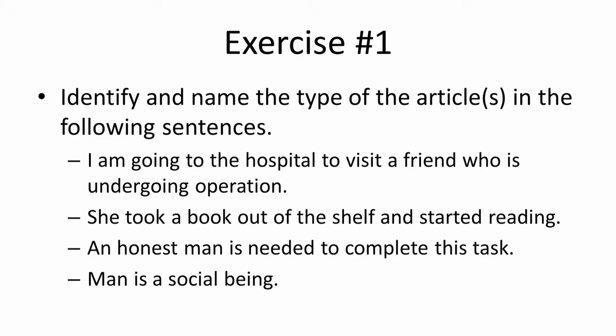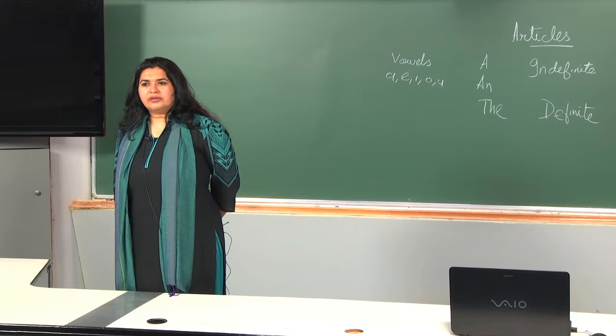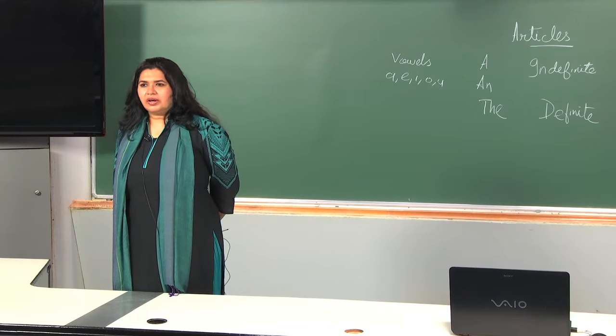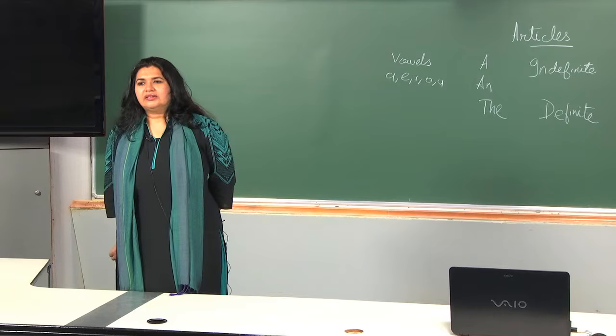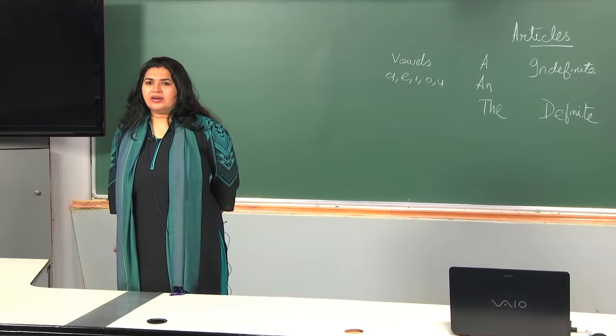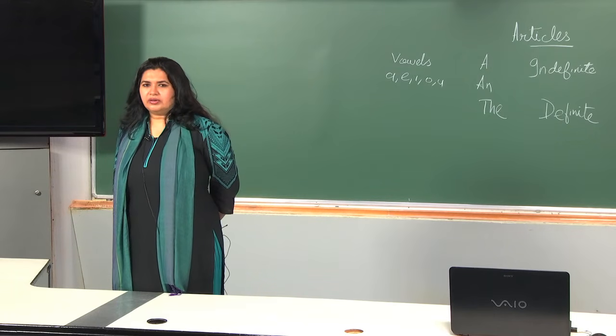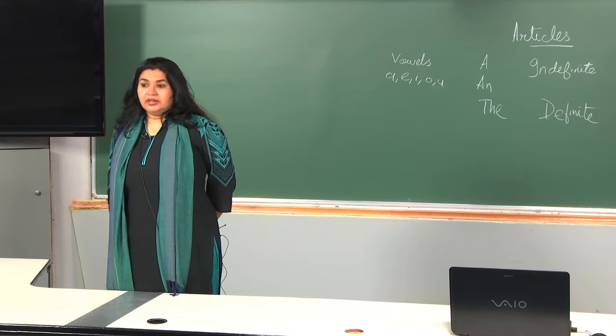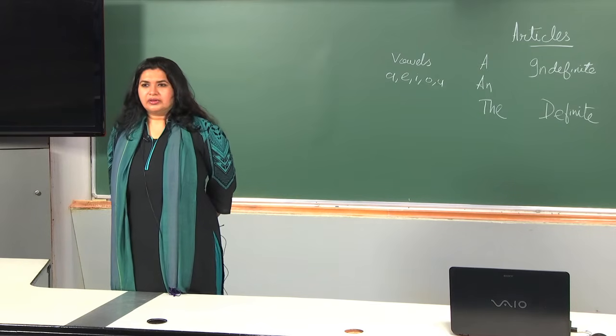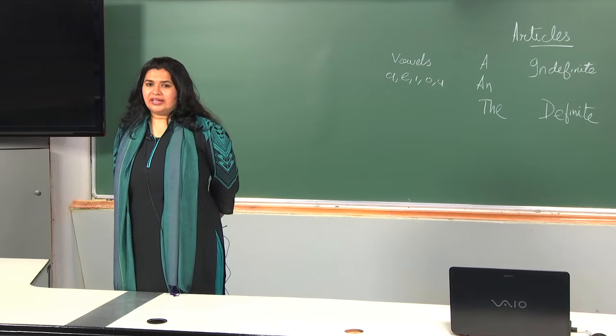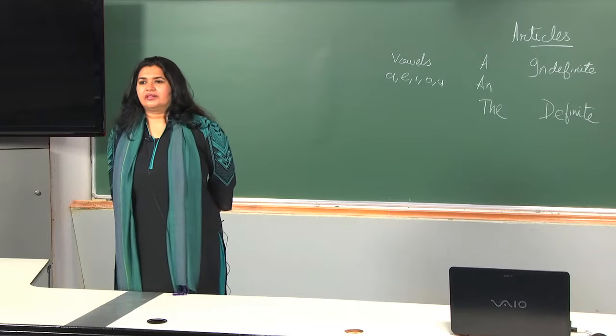Man is a social being. Now, see, last sentence, man is a social being, is a universal truth. So, therefore, you do not say man is the social being. So, a is required here. An honest man is needed, any man, but an honest man. We are not talking about someone very specific. He is the honest man I am talking about. If we were talking in that context, then it changes.